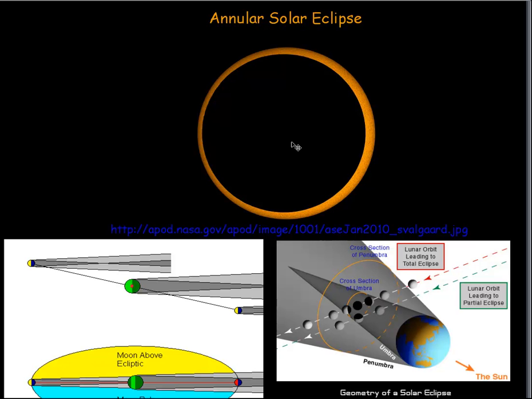In this case, we had a farther than normal moon back on May 18th, 2012. It was not able to cover the entire limb of the sun, and I'll show you that picture in a little while.